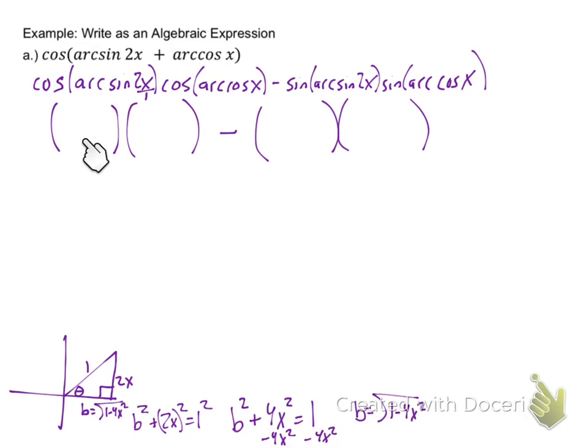So first set of parentheses, what is the cosine of this particular triangle? Yeah, it's the square root of 1 minus 4x squared over 1, which is just the square root of 1 minus 4x squared. And then I'm going to go over to the second group and say, wait a minute, I want to know the sine of arcsine. So what's the sine of this particular triangle? Opposite over hypotenuse, 2x.